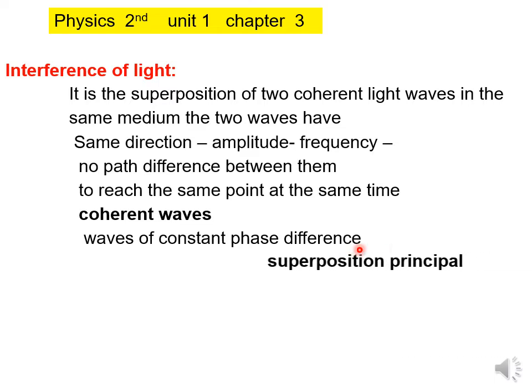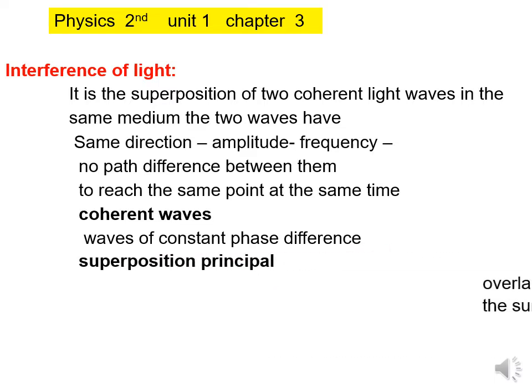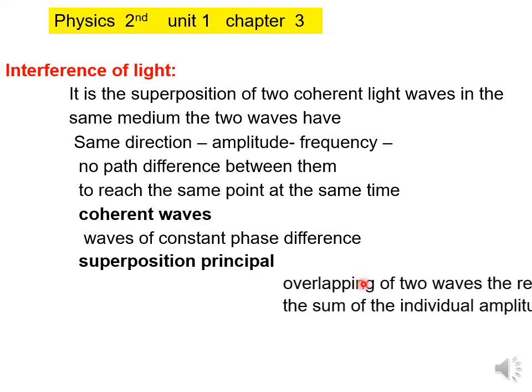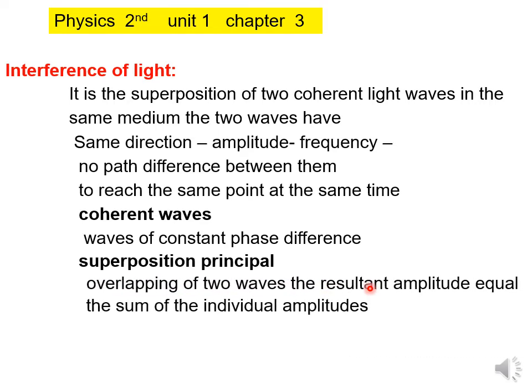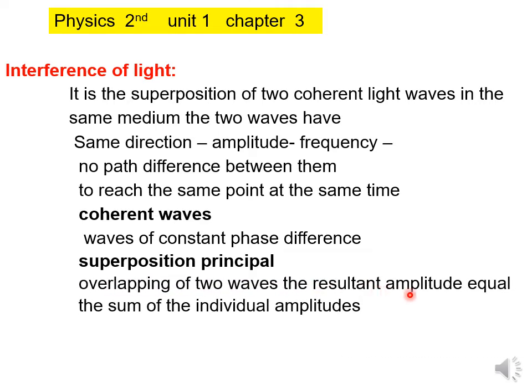Superposition principle, overlapping of two waves, the resultant amplitude equal the sum of the individual amplitudes. This is interference of light.